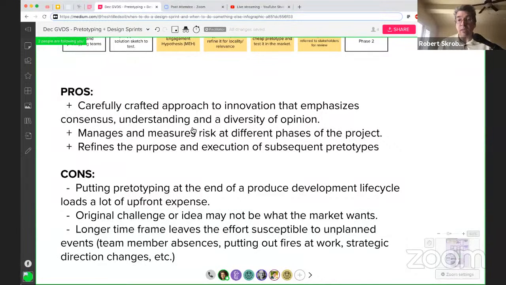Several pros and cons. It's a carefully crafted approach to innovation. It emphasizes consensus, diversity of opinion, understanding. It's more safe. It measures and manages risk at different phases, which is highly desirable for people that want to keep abreast of what's going on but not be involved with it. It also refines the purpose and execution of whatever Pretotypes you're going to be doing, especially down the road. You'll have that to fall back on.